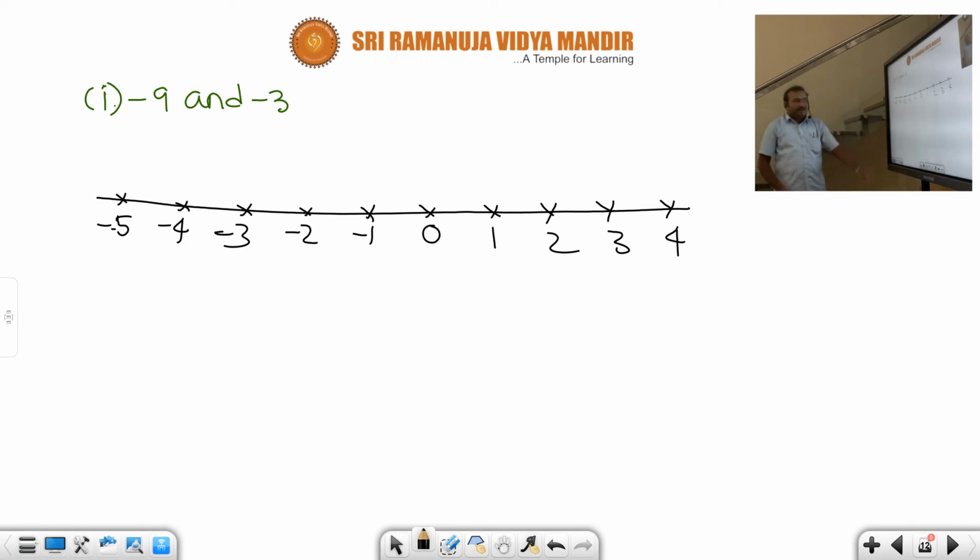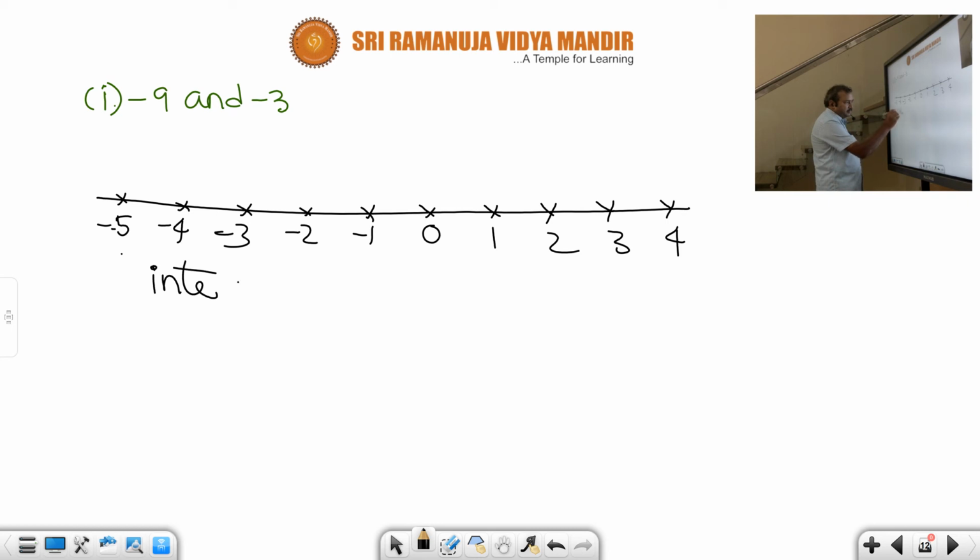So now my question is: write the integers between -9 and -3. These two are negative, so take the negative direction. Here it is -3, then -4, then -5, then -6, then -7, then -8, then -9, like that. Okay. So write the numbers.